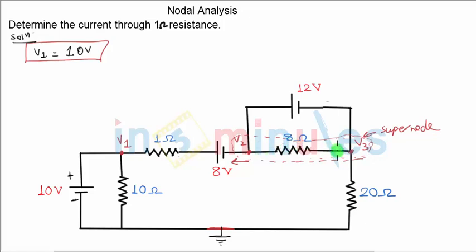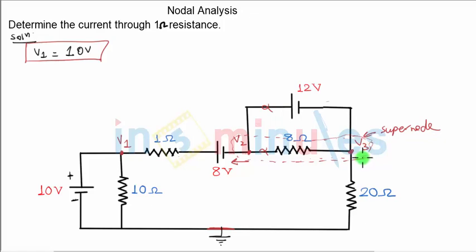Even though I can define it as V2 minus V3 by 8, we will not consider it because 8 ohm comes between V2 and V3. I repeat, whatever branch comes inside the supernode, whatever branch comes between the 2 nodes which are part of the supernode, we do not define currents between them. So we discard this branch, we discard this branch.